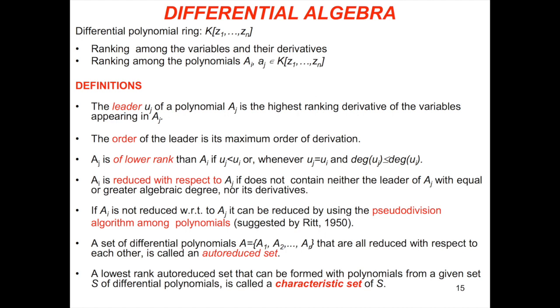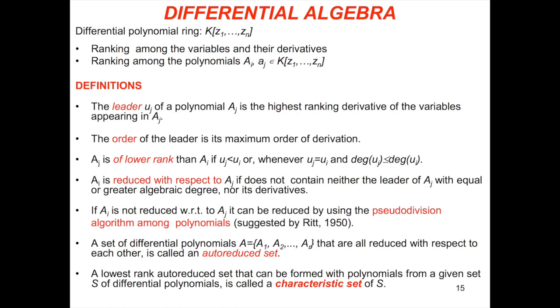So I have collected here some of the basic definitions which serve to define the characteristic sets. I will not go through them in detail, since maybe you are familiar with these concepts, or maybe you are not interested. So you can choose. I only want to say that we need to define a rank between the variables and a rank between the polynomials. And so we are able to define an operation which is the pseudo division between polynomials. And we have to define an auto-reduced set of differential polynomials. And the lowest rank auto-reduced set of these polynomials is called the characteristic set.